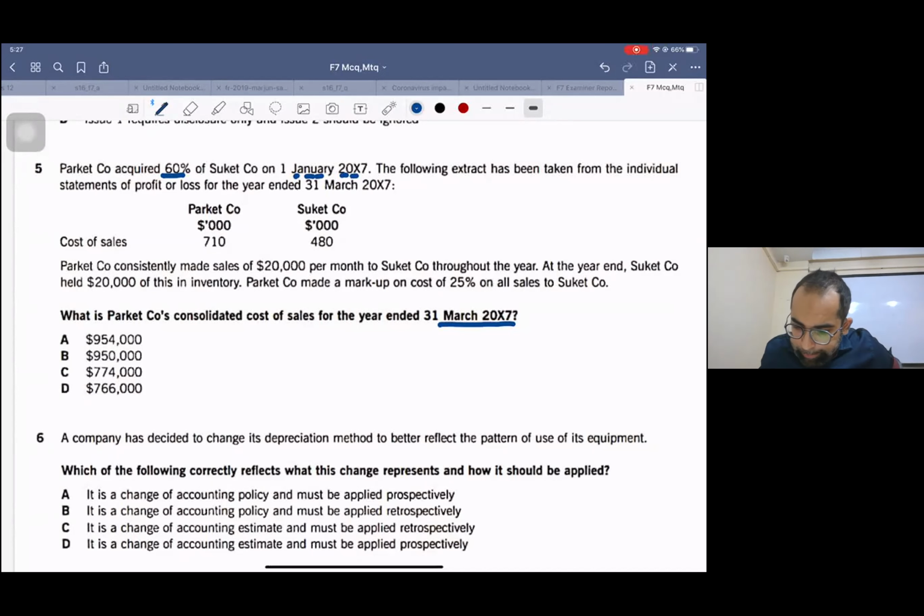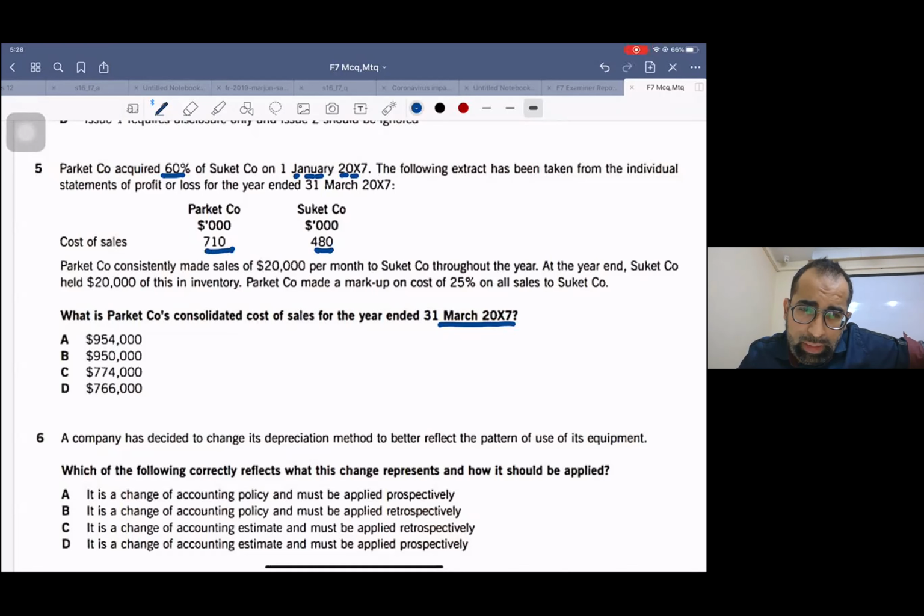Okay. Now, the following extract has been taken from the statement of profit and loss for the year ended. That means these are the complete full-year cost of sales of P company and the complete full-year cost of sales of S company. Now when you do adding together for the income statement, we all know the income statement is for the year.